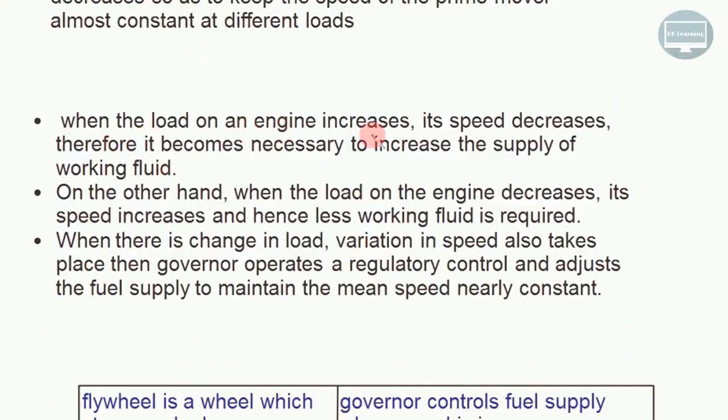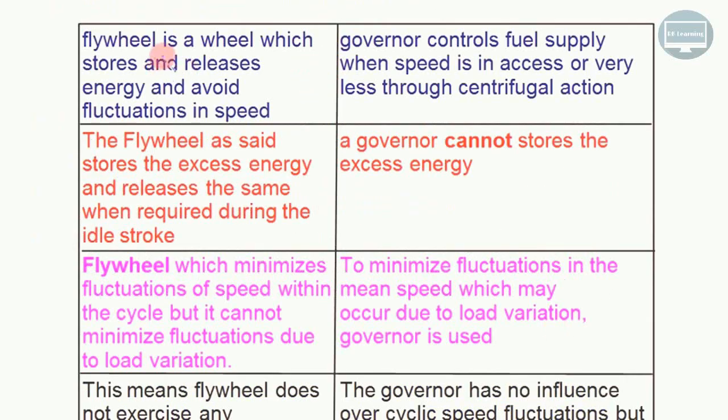When the load on the engine increases, the speed will decrease. Therefore, it becomes necessary to increase the supply of working fluid, either steam or coal or fuel. On the other hand, when the load on the engine decreases, the speed will increase, and hence less working fluid is required. The load will increase when the speed will decrease. Why so? Because the energy was supplied in the form of what? Current.